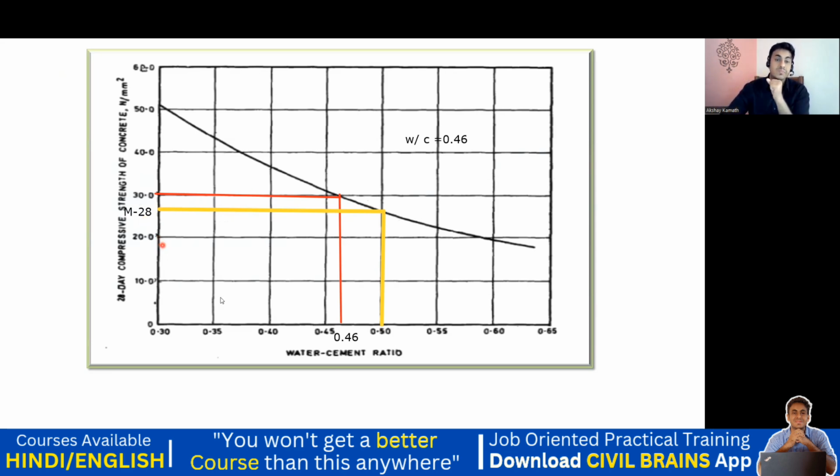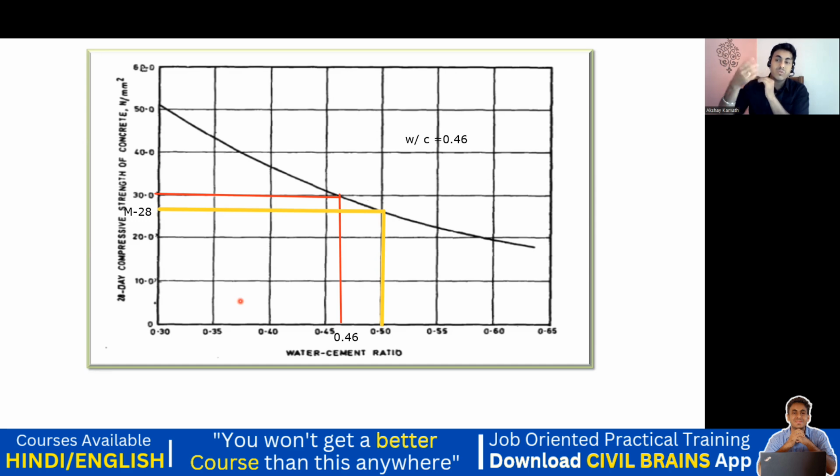M28 grade is achieved. So what has happened? Adding more and more water has decreased the strength of your concrete. So that is why I told you, whenever you pour the concrete, don't add any additional water. A little amount of water is okay. If you add a small amount of water so that it will be easy for the laborers, it's okay.